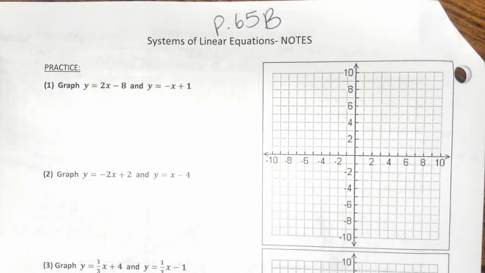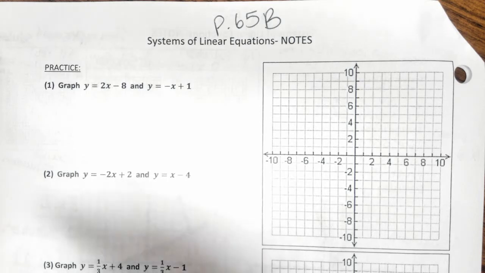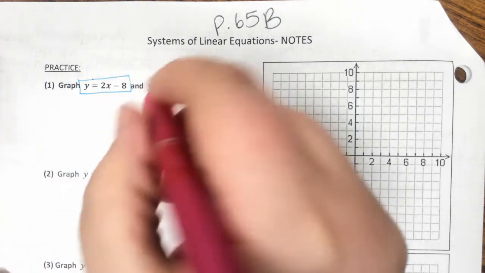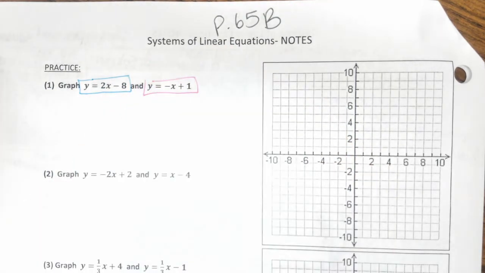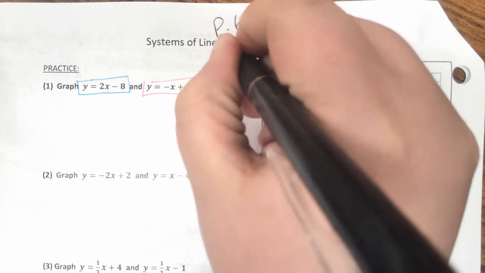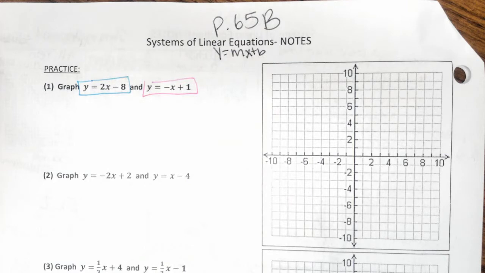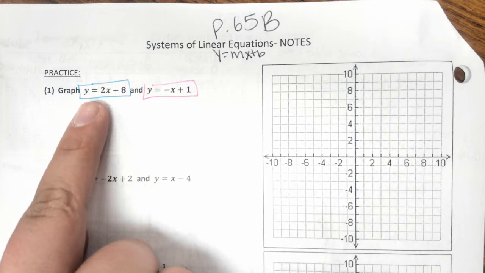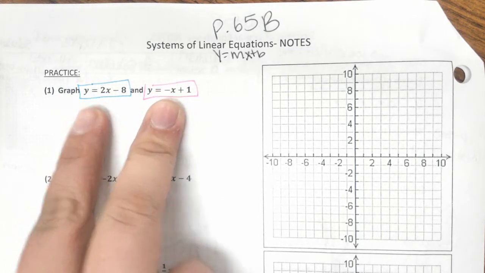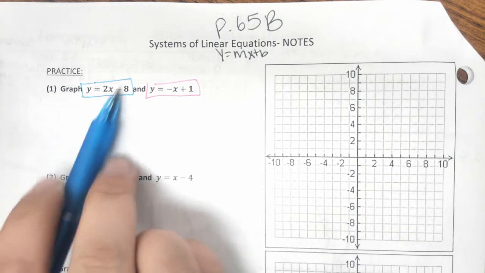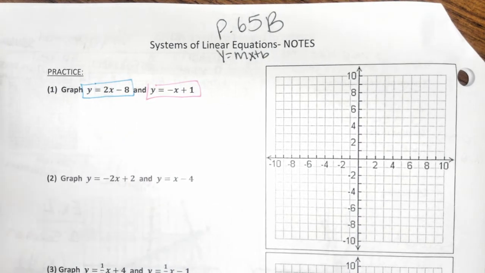This time, our graphs are blank. Instead, we are given two equations. Now, these look an awful lot like y equals mx plus b, which is a linear equation. And we know how to graph linear equations. So what we're going to do is graph this equation, then graph this equation, and then determine what the intersection is. So looking at the blue equation, I have y equals 2x minus 8.